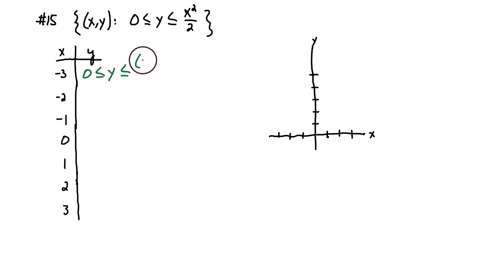Where the x is, put in negative 3. This makes 0 is less than or equal to y, which is less than or equal to 9 halves. 9 halves is the same as 4 1/2. Okay, next row. Let's fill in negative 2 where the x is.